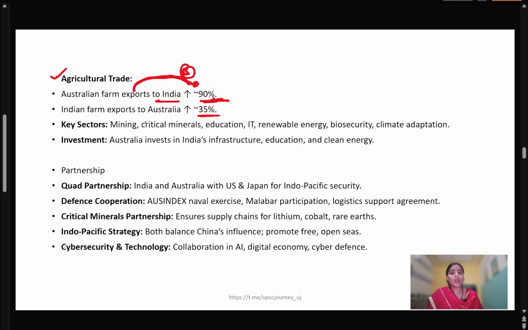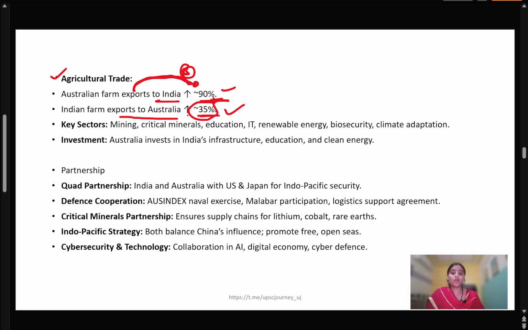But on the other hand, Indian farms are exporting to Australia around 35%. So we are lagging behind, obviously, because at the same time Australia is exporting to India around 90%, but we are exporting only 35% because we have internal demand.